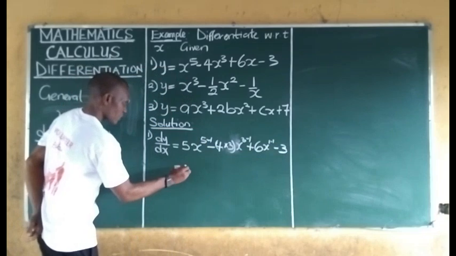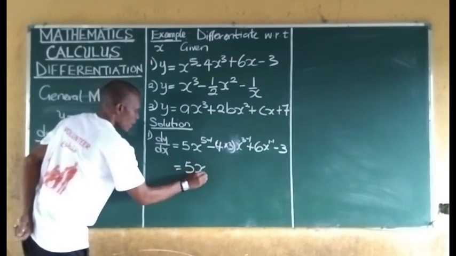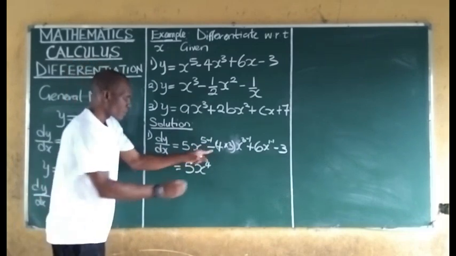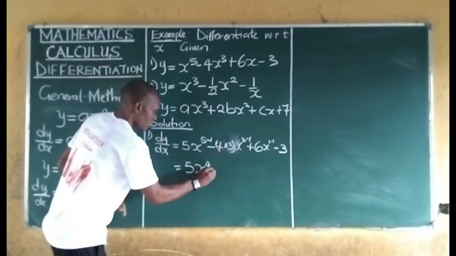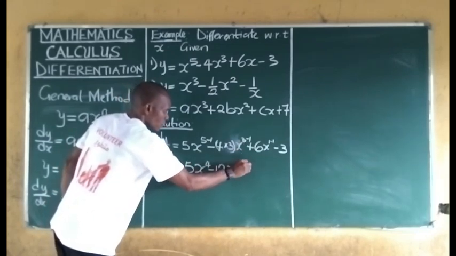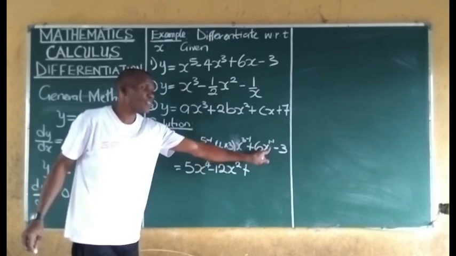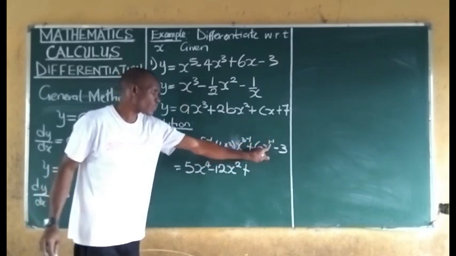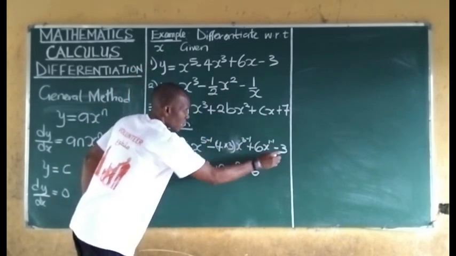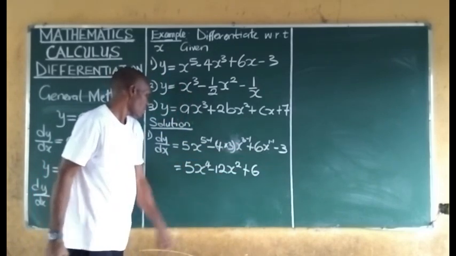So we have this as 5x raised to the power of 4. Of course, 5 minus 1 is 4. Then here we have 4 times 3, which is 12, x raised to the power of 2. Plus, of course, 1 minus 1 is 0, and anything raised to the power of 0 is 1, so x raised to the power of 0 is 1. So you have 6. And if you differentiate the constants, you get 0. So this is our answer for this.